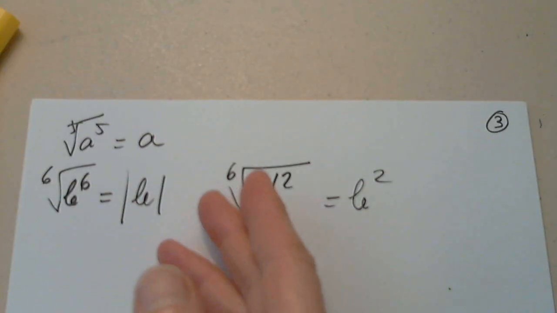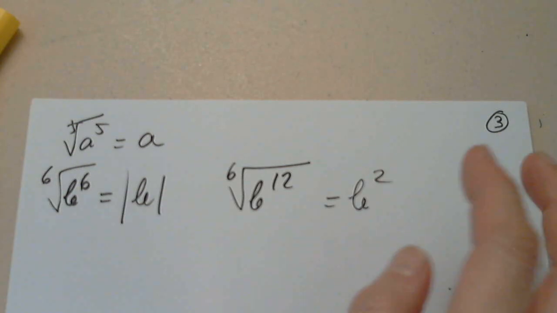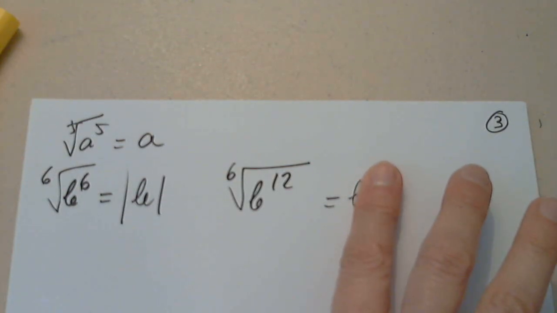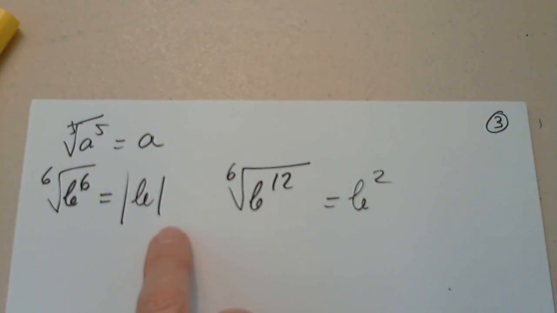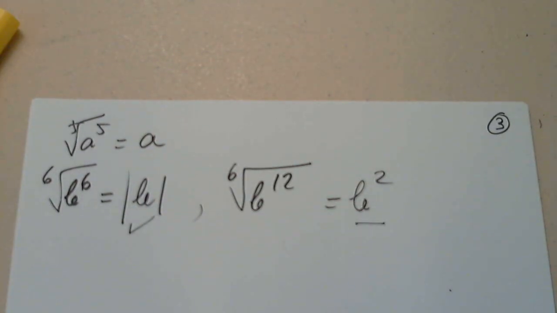So this is a counterexample. If we have 12 divided by 6, which is 2, b squared is always positive. b is not always positive. We are told variables can be anything. But b squared will always be positive for any real number b. So here we need the absolute value, here we do not, because the answer is always positive.